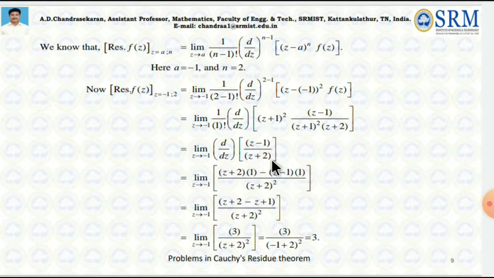Let us differentiate this by using the division rule, the u by v formula: (v u dash minus u v dash) by v squared. So we found that z gets cancelled. So 2 minus of minus 1 plus 1, that is 3 in the numerator, divided by (z plus 2) whole square. Substitute z equal to minus 1, we get minus 1 plus 2 is plus 1. 1 square is 1, 3 by 1 is 3. So I found the residue of f of z at z equal to minus 1.